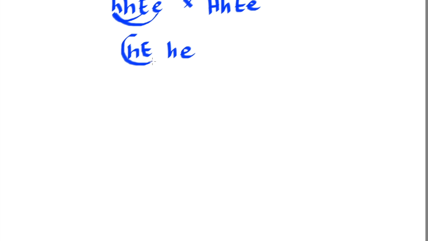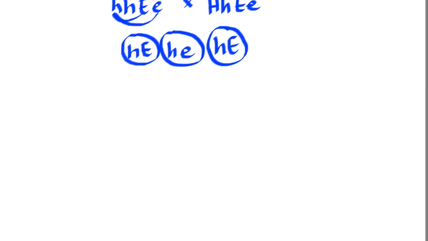And I like to draw circles around them just so I remember that these are eggs, right? And then little h, big E, and then again little h. So you do this so you make sure you have all the possible combinations, okay?